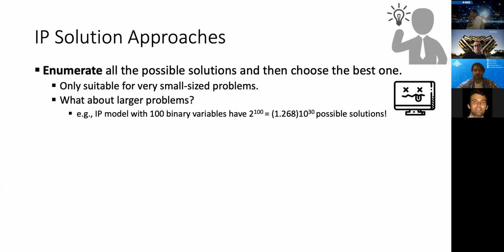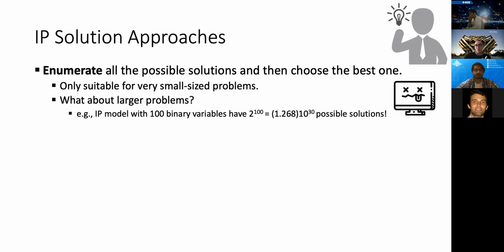So, IP solution approaches. Enumeration is the simplest you can think of. This means that we basically enumerate all possible solutions and then choose the best one. So this sounds really funny. This is valid for only very small size problems.